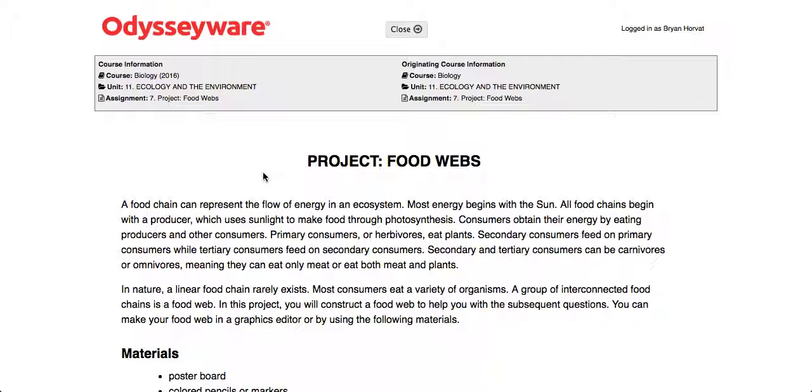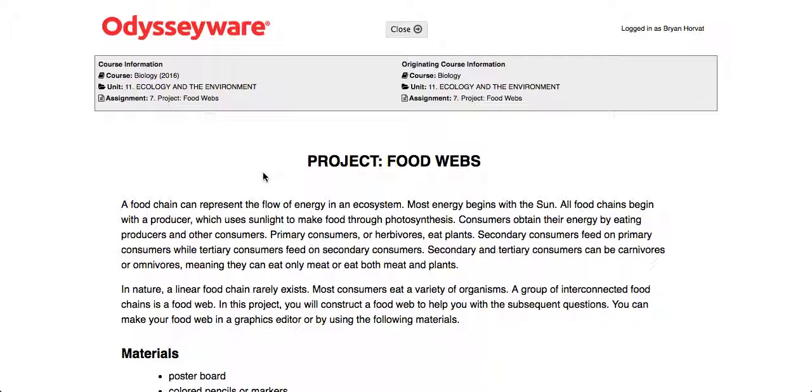Okay, consumers obtain their energy by eating producers and other consumers. Okay, so as it goes, primary consumers are typically your herbivorous organisms, those that only eat plants. Your secondary consumers typically feed on primary consumers. Okay, while tertiary consumers then feed on secondary consumers, and in some instances feed on everything below it in food chains.